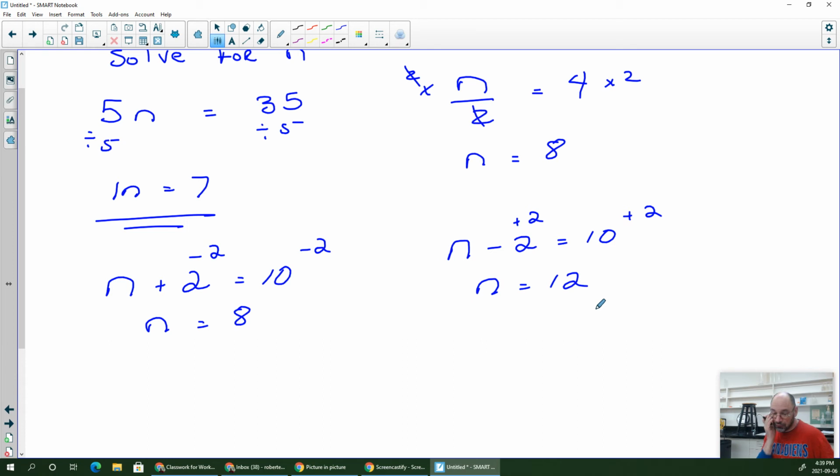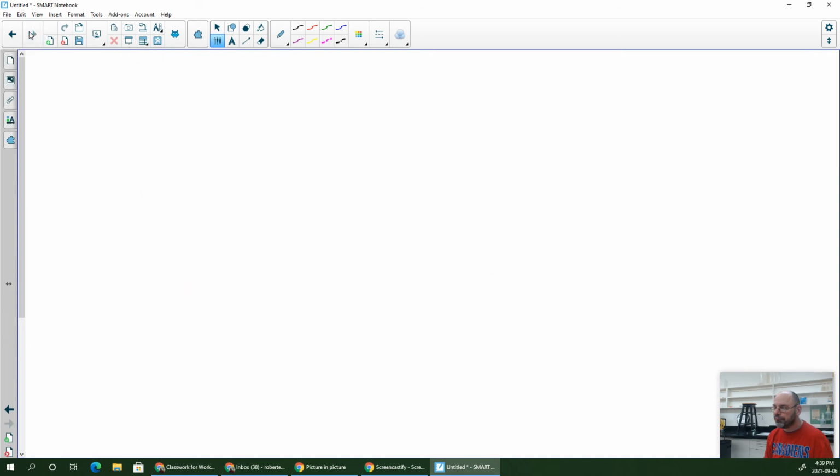Now, if they put a number in front of the n, it gives you a two-step problem. Okay, so let's do a couple examples like a two-stepper. So if they have something like 3n minus 12 equals 18. Okay.